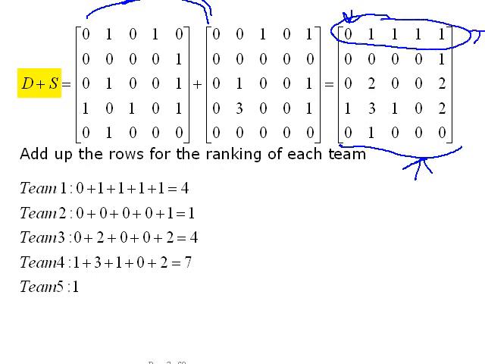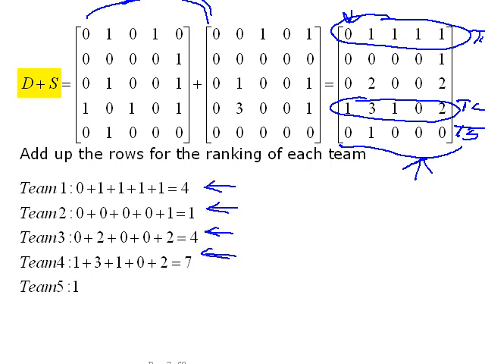Remember, team 1 was here, the first row, and this was team 5, all the wins and second order wins for team 5, team 4, okay, in the fourth row. So you just add up all the numbers in the row. And when you add them up, you get the ranking for the teams. Obviously, team 4 is way out ahead with 7 points, and then tied for second place is team 1 and team 3, and 2 and 5 are tied for third place.